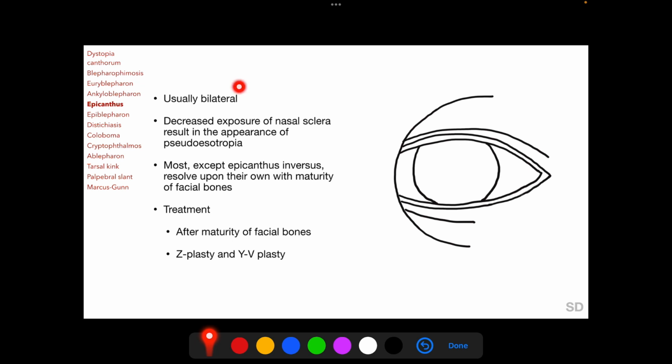Epicanthus is usually a bilateral condition resulting in decreased exposure of the nasal sclera, resulting in the appearance of a pseudo-esotropia. Most forms of Epicanthus except Epicanthus inversus resolve on their own with maturity of the facial bones, and treatment is considered only after maturity of the facial bones, and Z-plasty and YV-plasty is required to correct the skin fold.